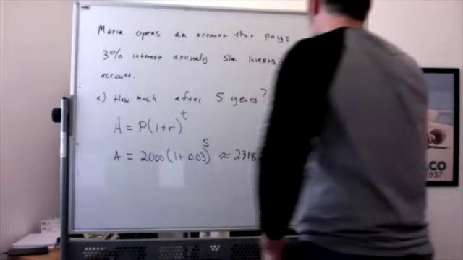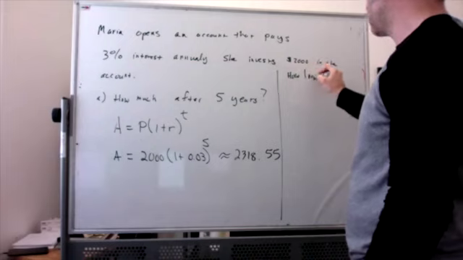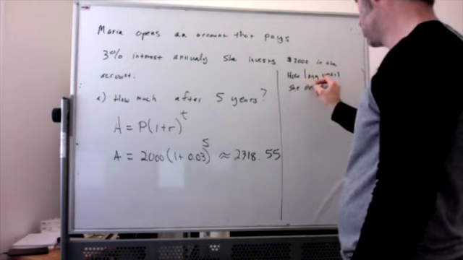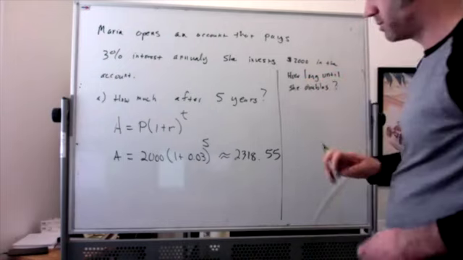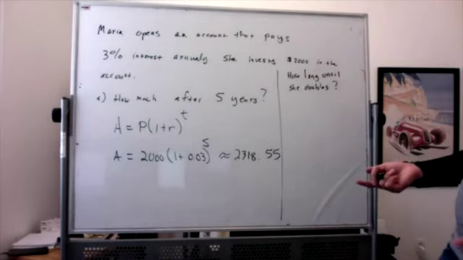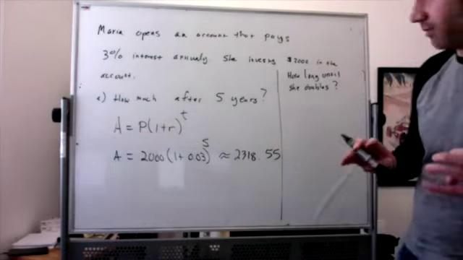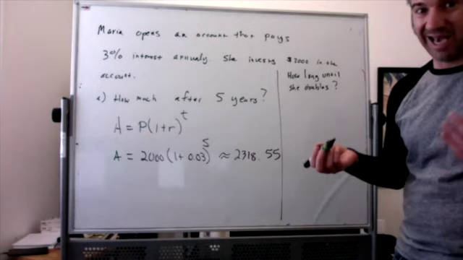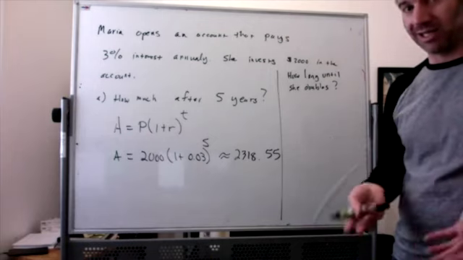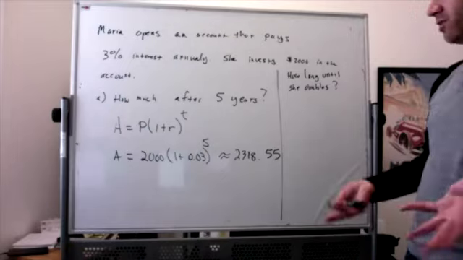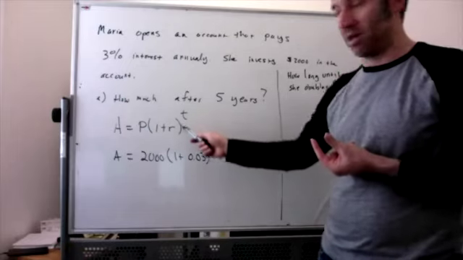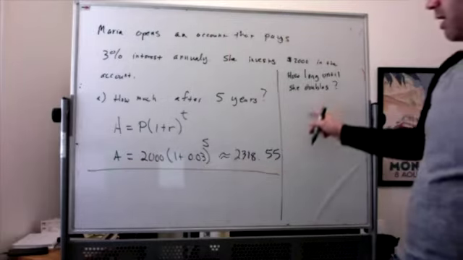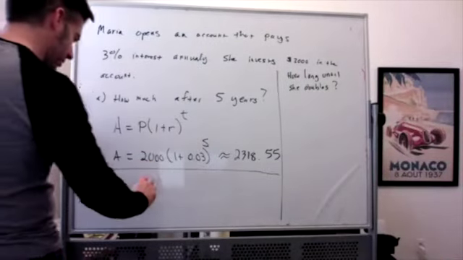So let's answer the question: how long until she doubles her money? If the question is how long until she doubles her money, we know we're going to be solving for the time, right? Because the question is, how long does it take? What's the amount of time it takes? So if we know we're solving for time, that shouldn't have anything input for it, but everything else should. So I'm going to write down here: if I want to double the money, I know I started off with $2,000.